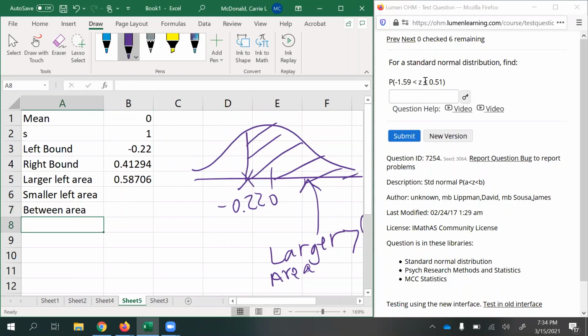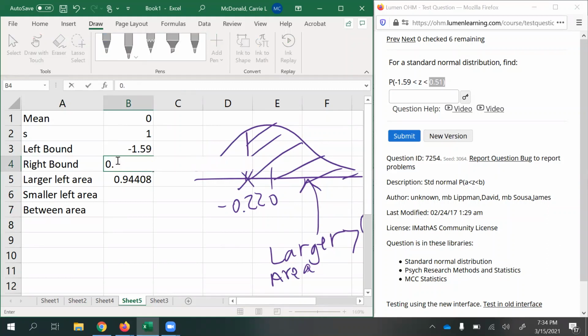All right, so how it goes like this. Again, we have a z-score, so we have mean of 0 and standard deviation of 1, so I'm going to leave those like they are. Then the left boundary is negative 1.59, so I'm going to put that in. The right boundary is 0.51, so put that in for the right bound, 0.51. The smaller left area, or sorry, larger left area. So again, it's going to help a lot if we have a sketch to help us understand what we're talking about here. So I'm going to go ahead and sketch this out.